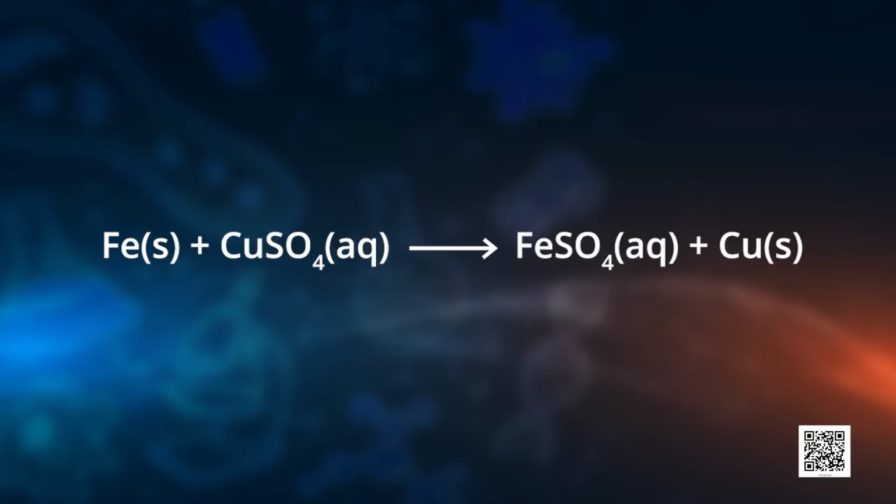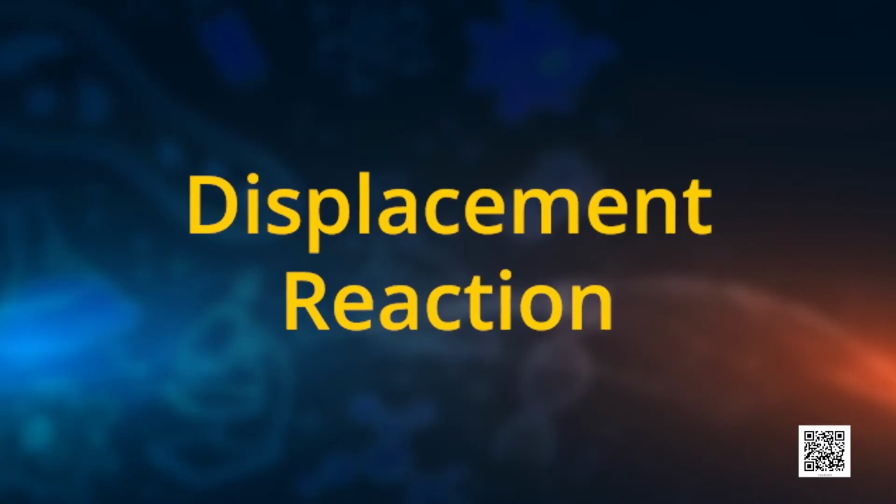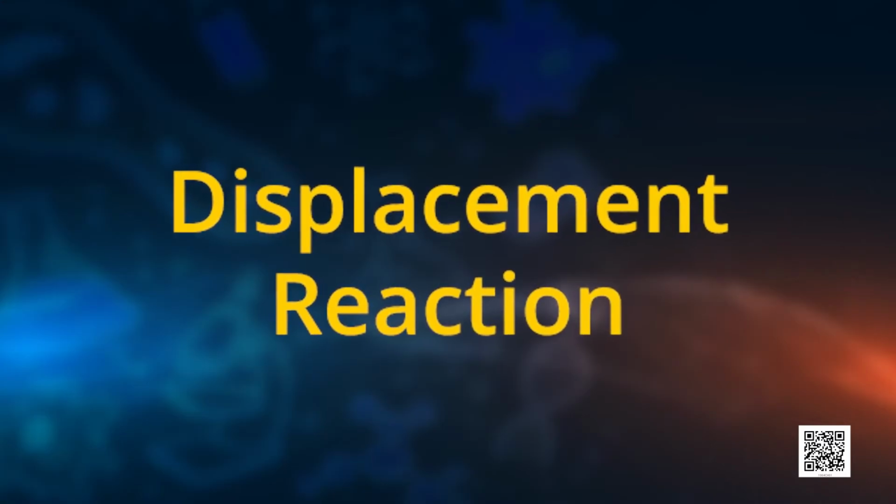And what does it give us? Ferrous sulfate, aqueous solution plus Cu, that is the metal. So in this reaction, iron has displaced or removed another element, copper, from copper sulfate solution. This reaction is known as displacement reaction.